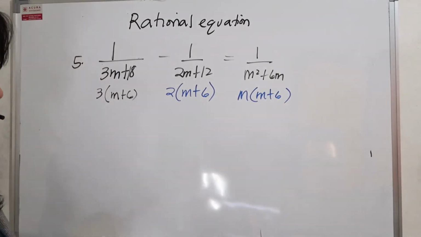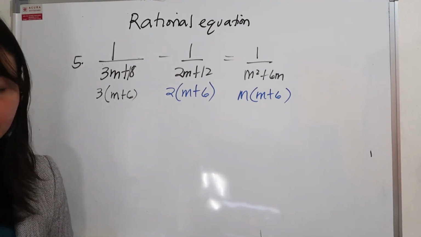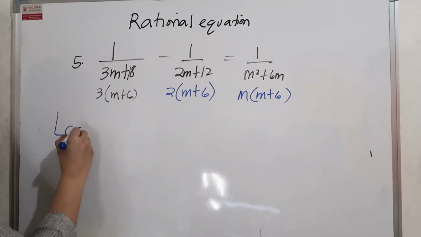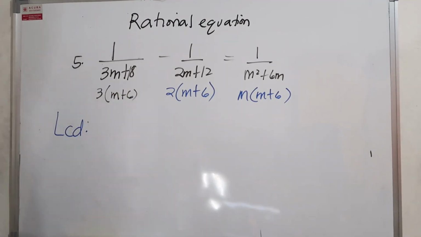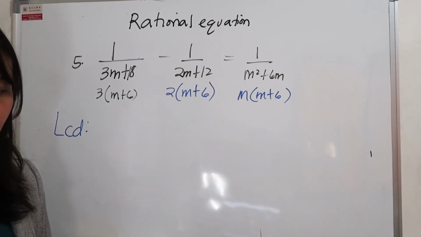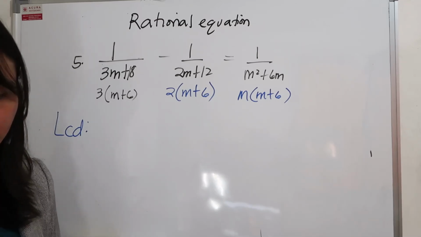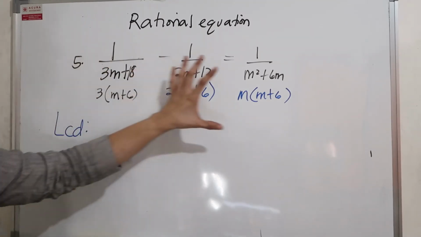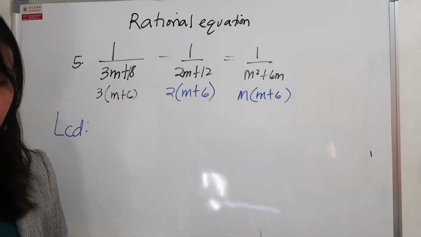So therefore, what is the LCD? What's the LCD of this particular one? The first procedure is we need to determine the LCD. You said m plus 6. That's the LCD. What about 3, 2, and m? It's not included? Yes, that's the least common denominator. In this particular, is it only m plus 6? What about the other numbers?